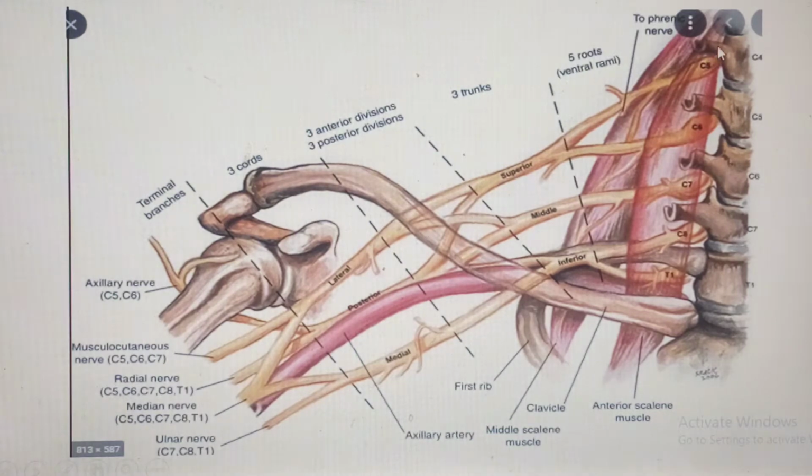In the posterior triangle of the neck, we are going to have the roots. The brachial plexus will have what we call roots. The roots of the brachial plexus will come from the ventral rami of C5, C6, C7, C8, and T1 of these spinal nerves that we are talking about.